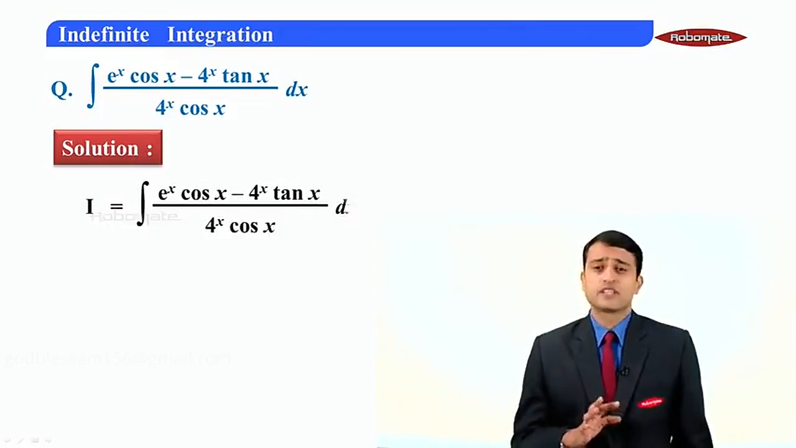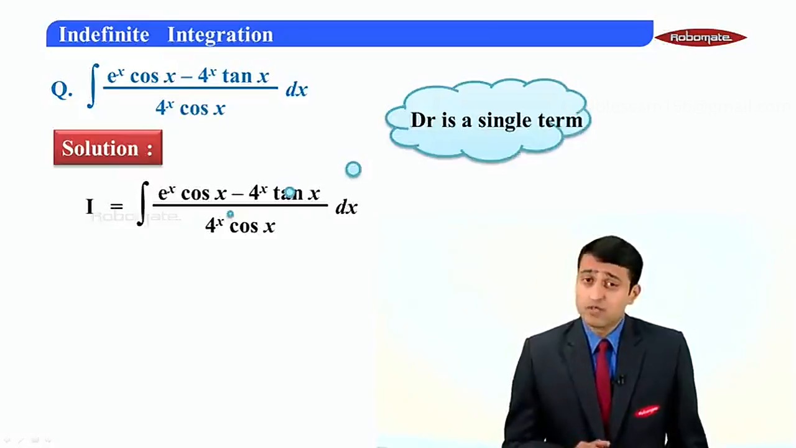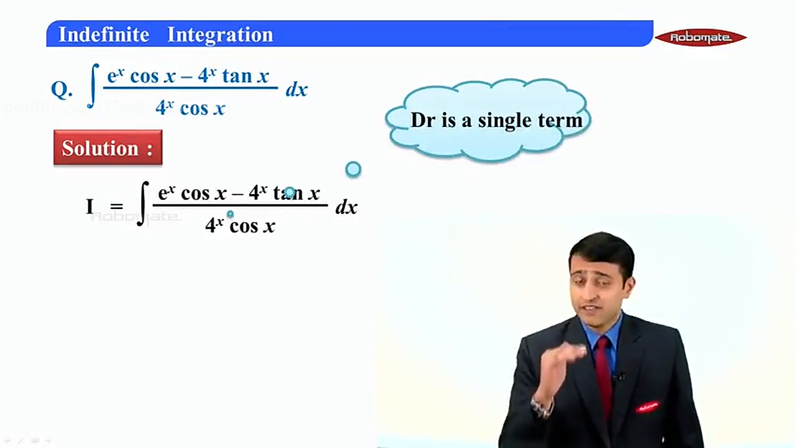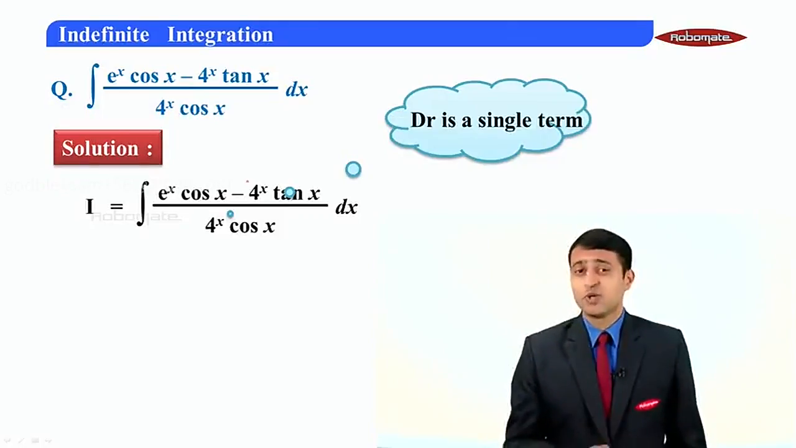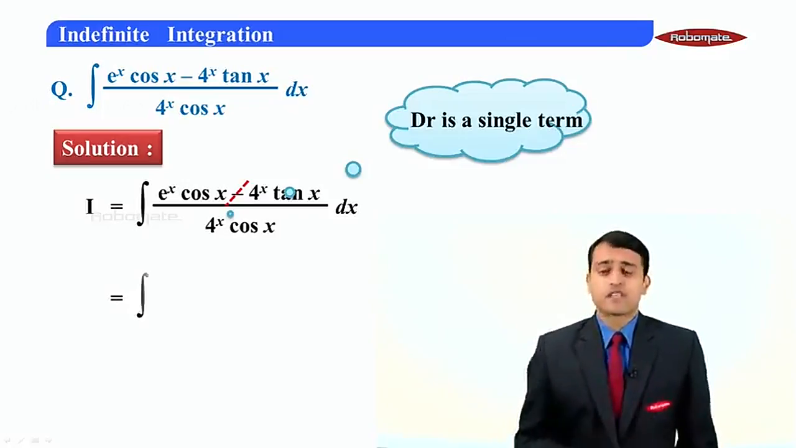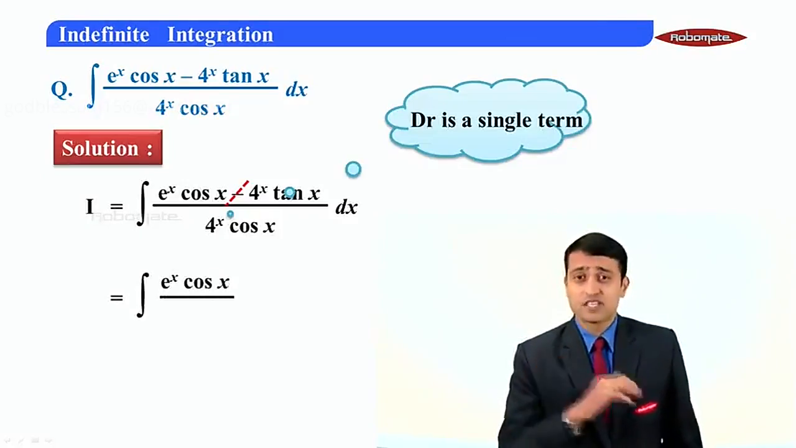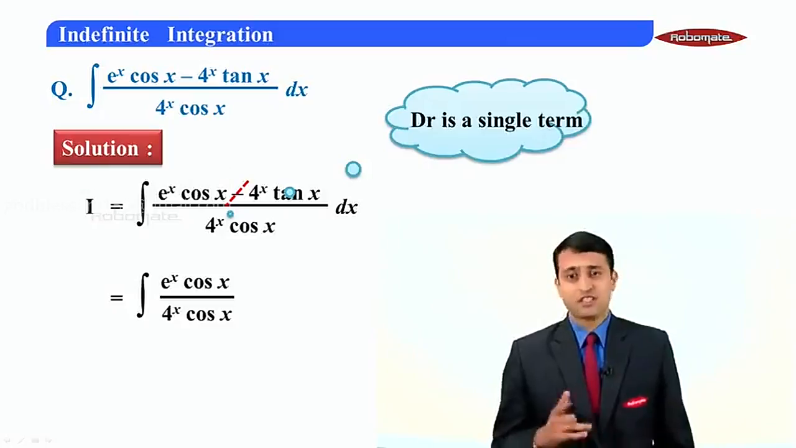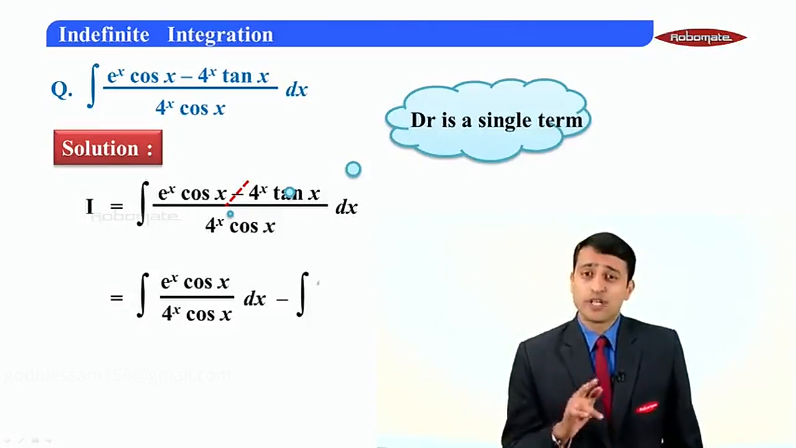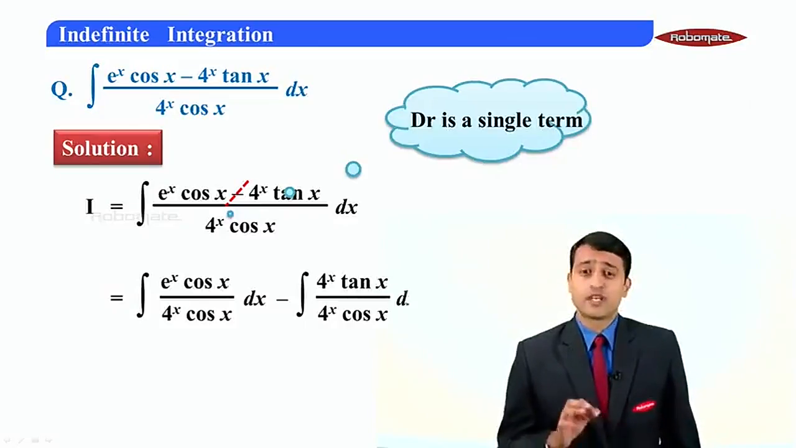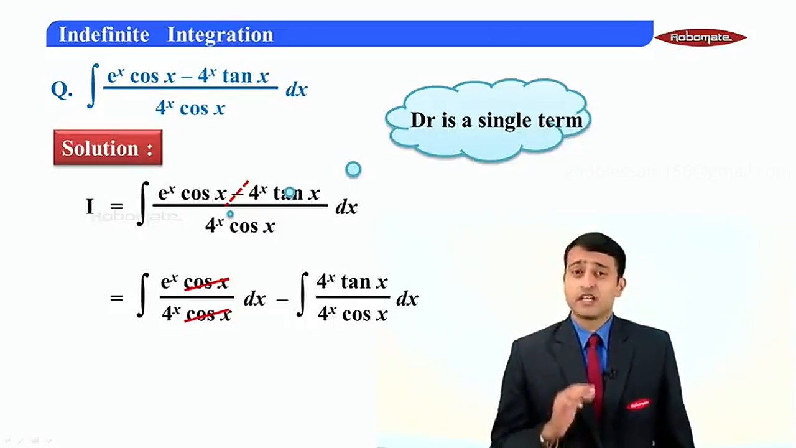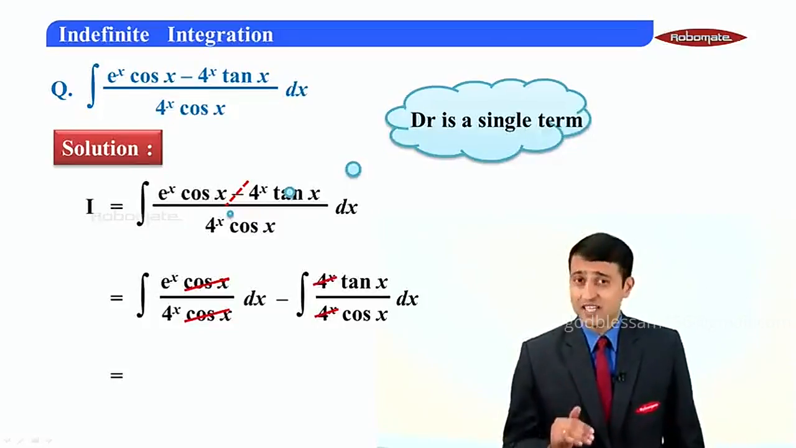So what we will get here is the question. Now I observe that the denominator is a single term. Again and again we are seeing, whenever the denominator is a single term, what are we supposed to do? We are supposed to separate. Is that clear? Now when we separate, what do we get? We get integral e raised to x cos x upon 4 raised to x cos x dx minus integral 4 raised to x tan x upon 4 raised to x cos x dx. Cos x gets cancelled in the first integral. In the second integral, 4 raised to x gets cancelled.